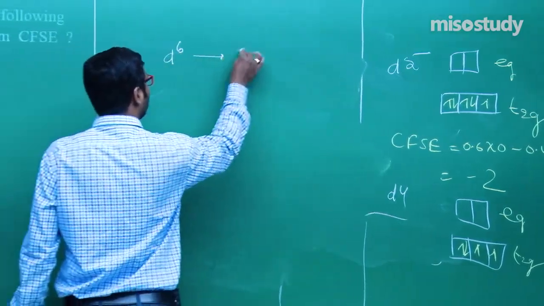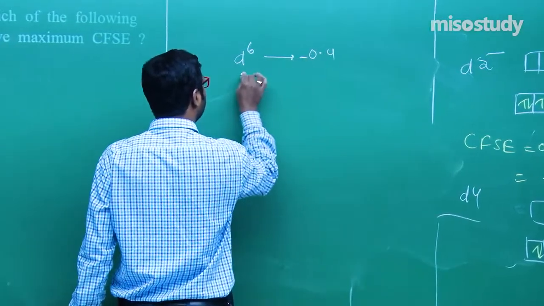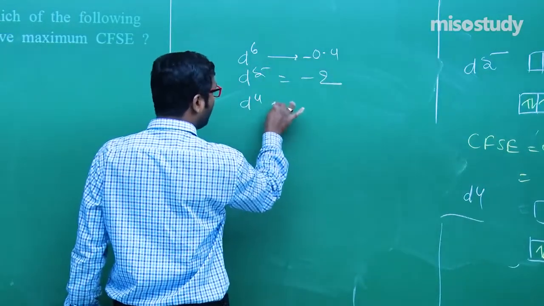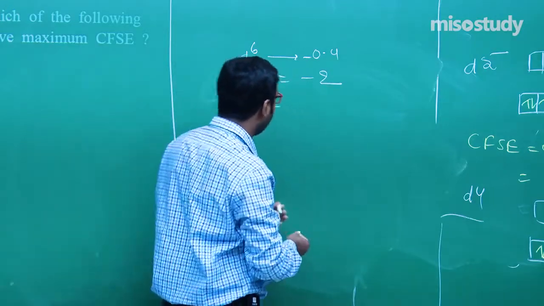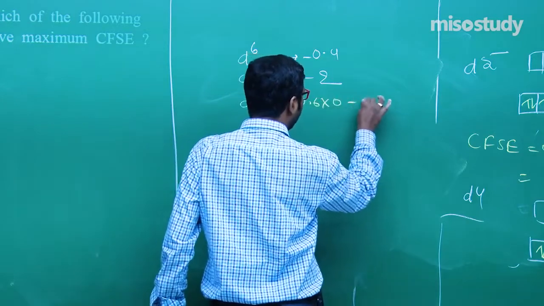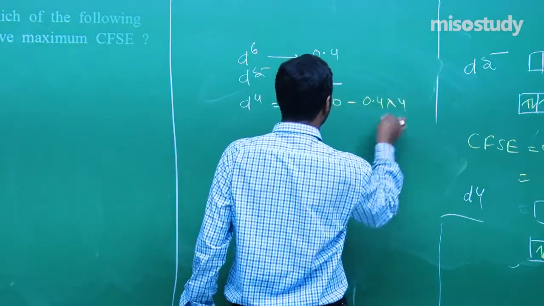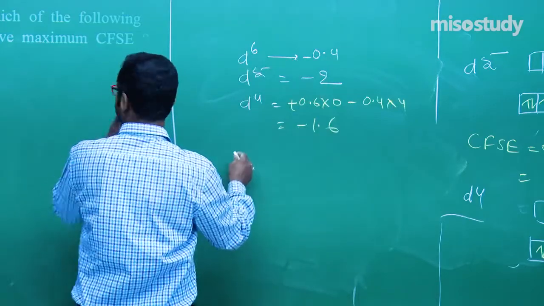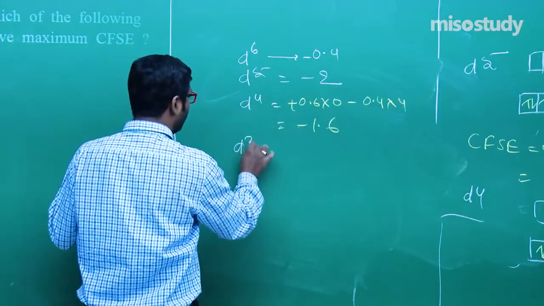For D6, we get minus 0.4. For D5, we got minus 2. For D4, we are getting this, that is plus 0.6 into 0 minus 0.4 into 4, that is minus 1.6. Okay, now for D7, that is high spin D7, no issue.